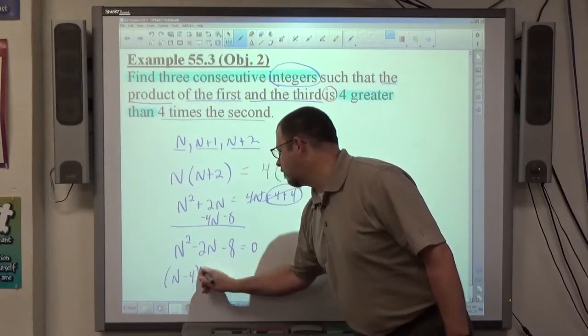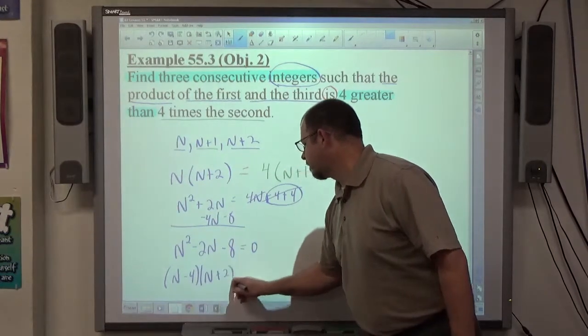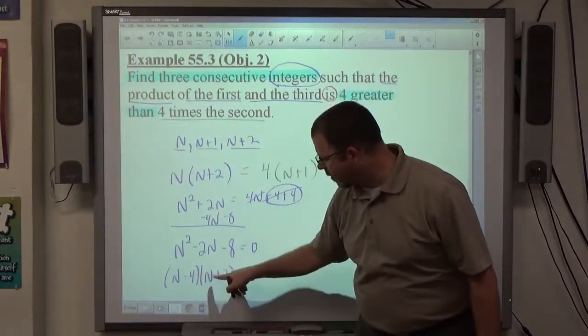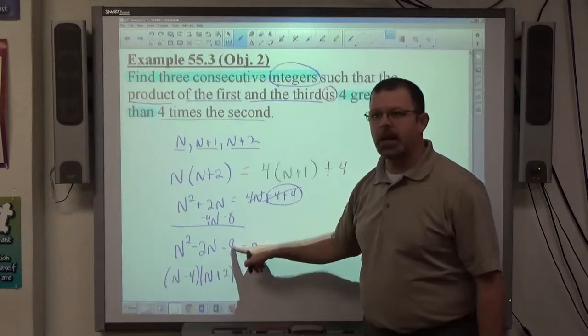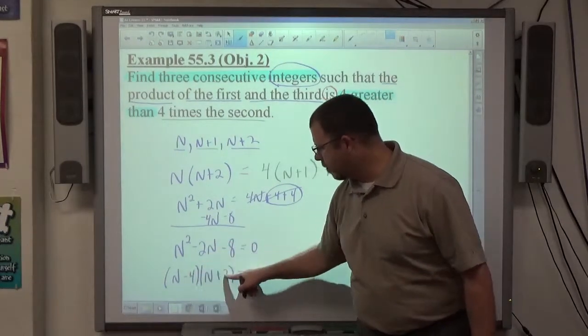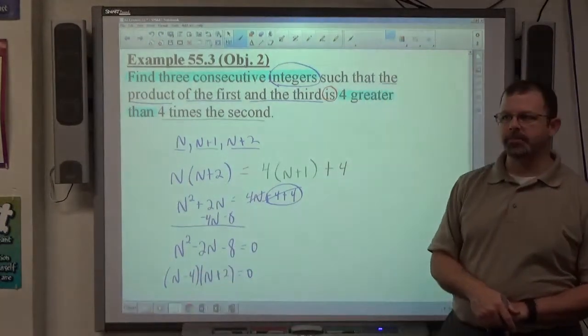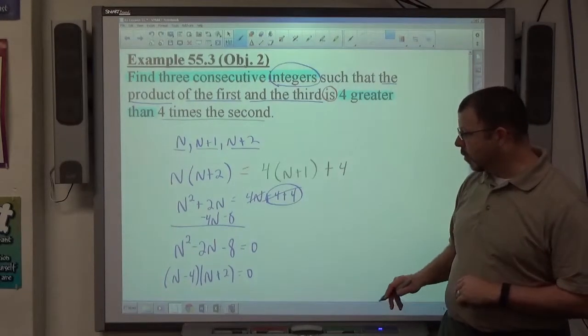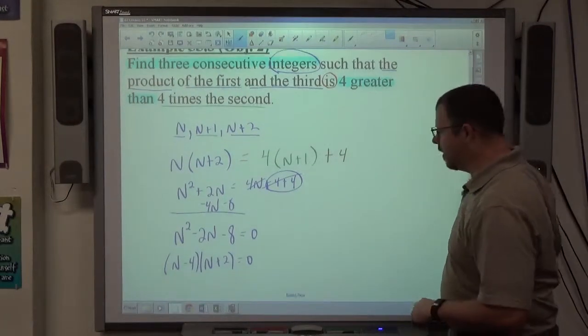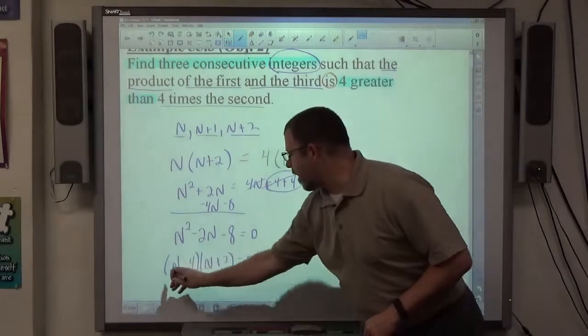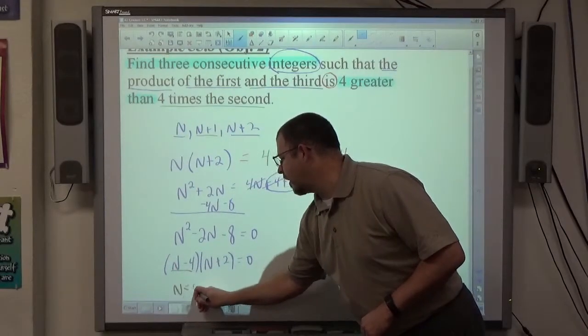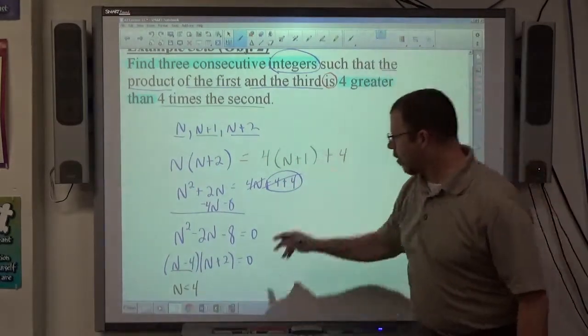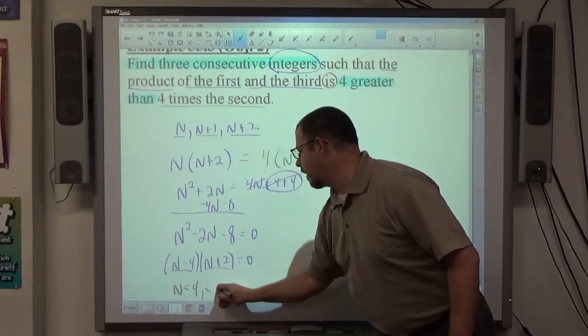n minus 4 times n plus 2 would be the factored form. If we want to verify the factoring, -4 times 2 makes the -8 constant. -4 plus 2 makes the -2 coefficient of n. If n minus 4 times n plus 2 equals 0, that means that either n minus 4 equals 0, making n equal to +4, or n plus 2 equals 0, making n equal to -2.